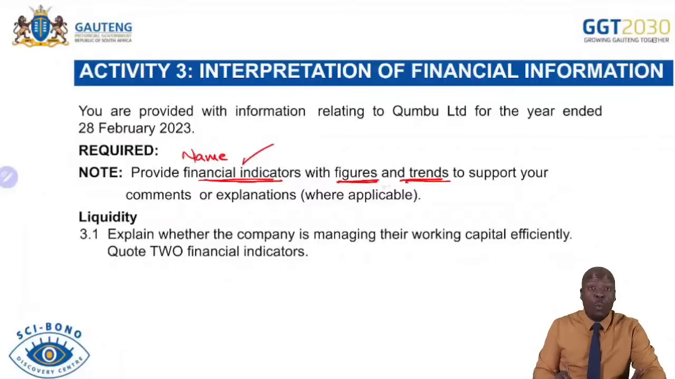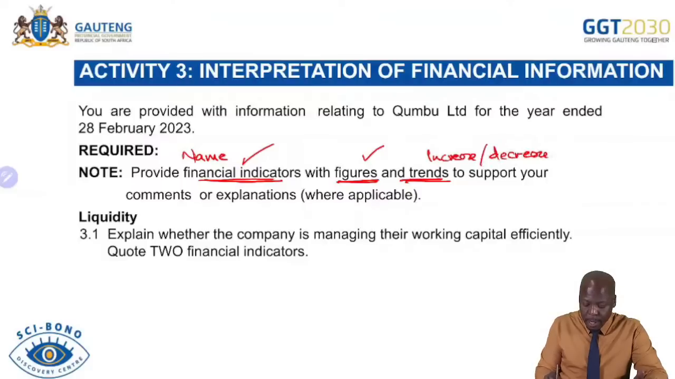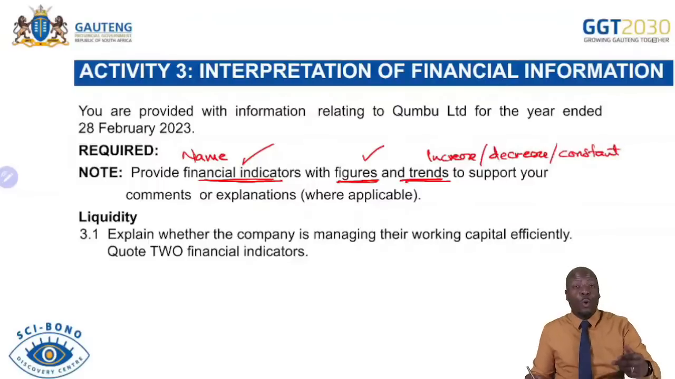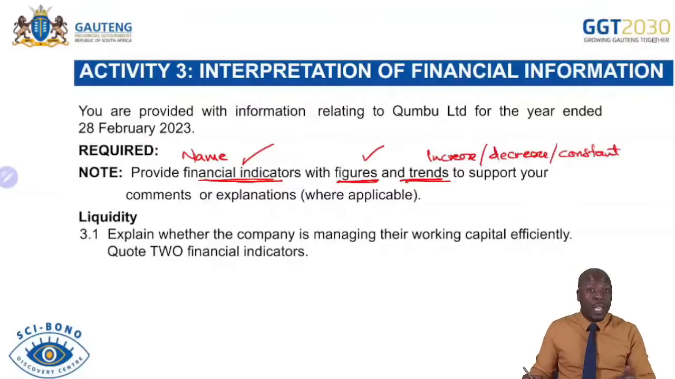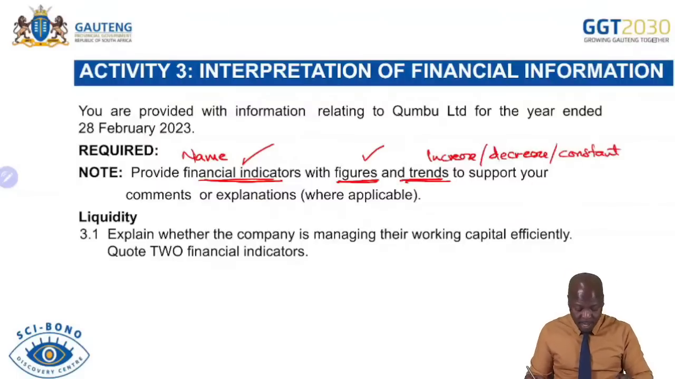And then the figures, we need the percentages or the cents, we need all of that, the figures. And the trends, when we talk about trends, we're talking about either an increase or a decrease, or the amount has remained constant. All right, so we need to know the trend. What is happening? Has it increased? Has it decreased? Or has it remained constant? All that is very important as we will be doing this question.